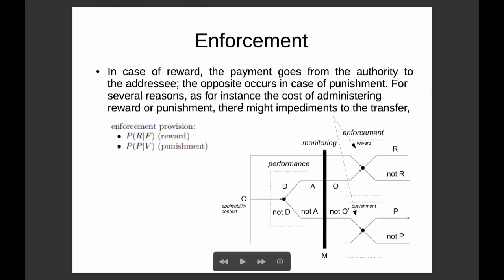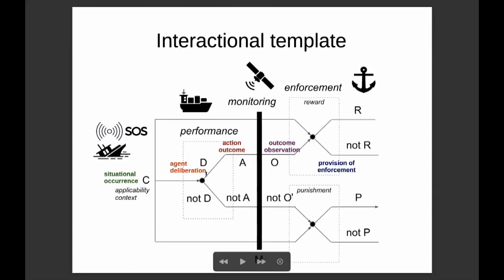This is not certain. The law generally leaves a discretion space to the officer whether to enforce or not, and in any case, even in presence of duty, there may be impediments to the provision of enforcement, for instance due to the limitation of resources. We define, therefore, two probabilities for the provision of enforcement: the probability of obtaining a reward given the fact that there was fulfillment, and the probability of obtaining a punishment given the fact that there was a violation. By using those factors, we went through all components relevant for a normed interaction.